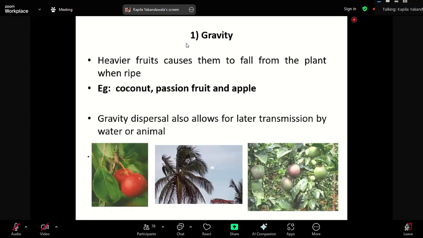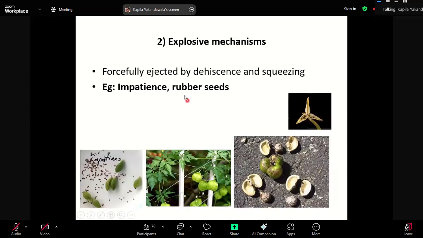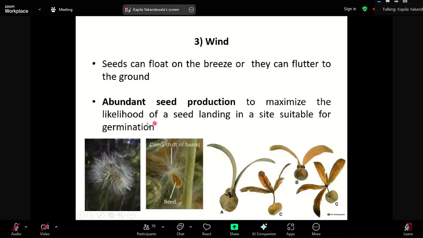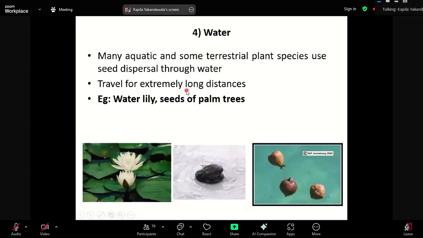First one is gravity. Due to the gravitational force, fruits fall away from the mother plant. Sometimes later it can be washed away with water or animals can disperse it. Second, explosive mechanism like rubber or impatiens, it can explode. So seeds move away from the mother plant. Then some seeds have wings, so seed can be carried away from the mother plant, far away distance, like Dipterocarpus. Water can be used as a medium to disperse seeds.